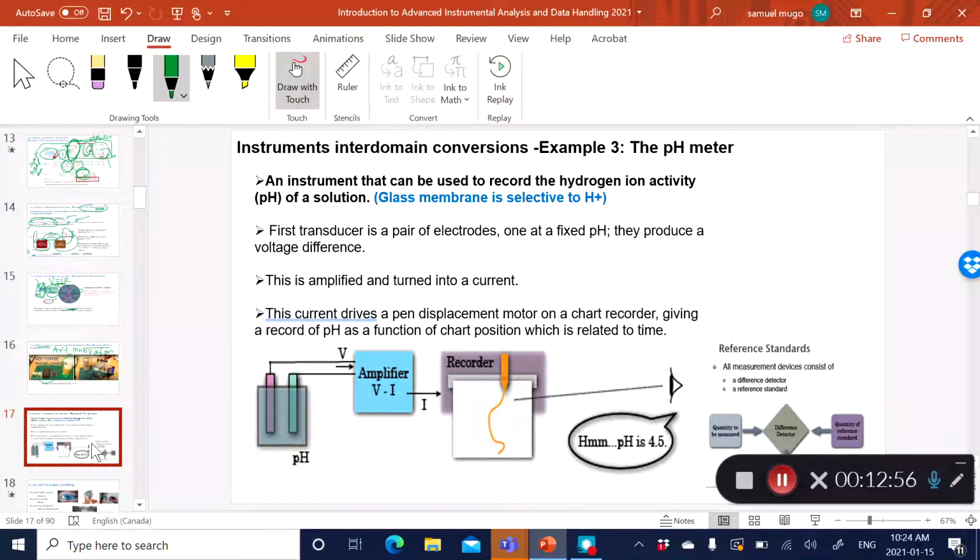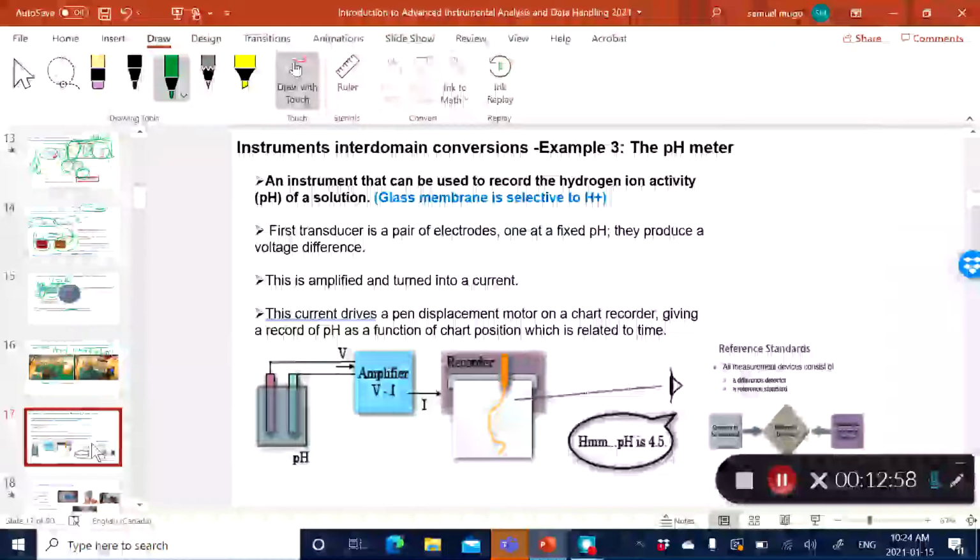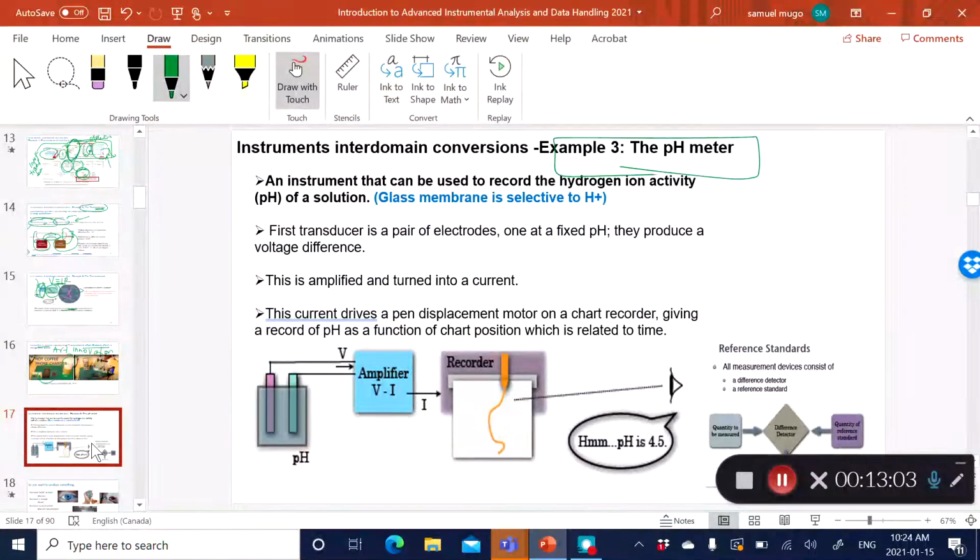Maybe another example to show you inter-domain conversions within instruments. Let's take an example of a simple instrument such as a pH meter. Now, a pH meter is typically used, of course, to detect hydronium ions. And I think there's one student who's going to be developing a pH sensor different from a glass membrane. We all know glass membranes, which are siloxane kind of crystals, are very good in capturing selectively hydronium ions.